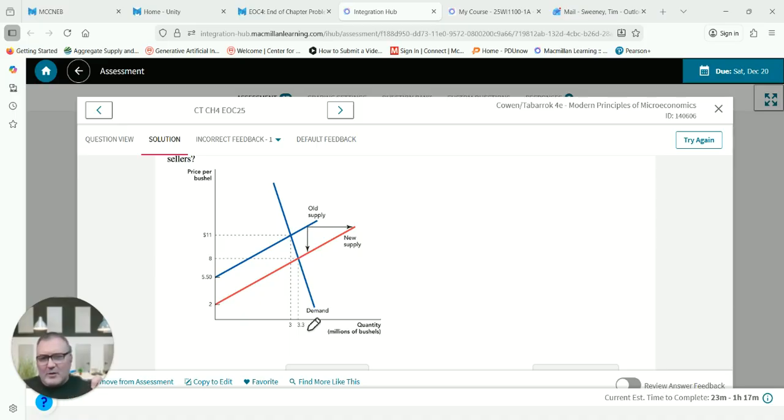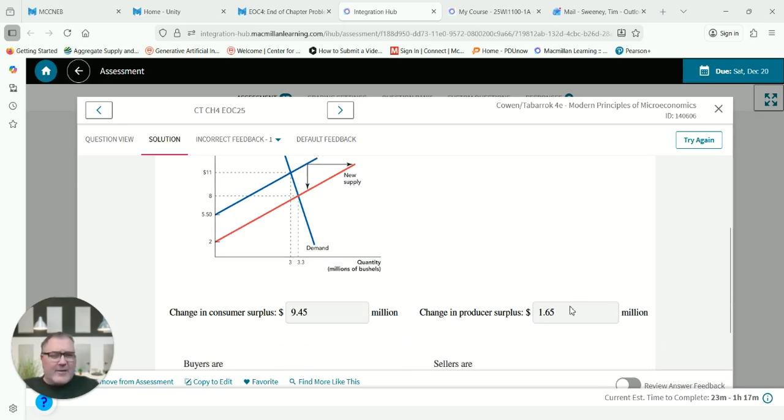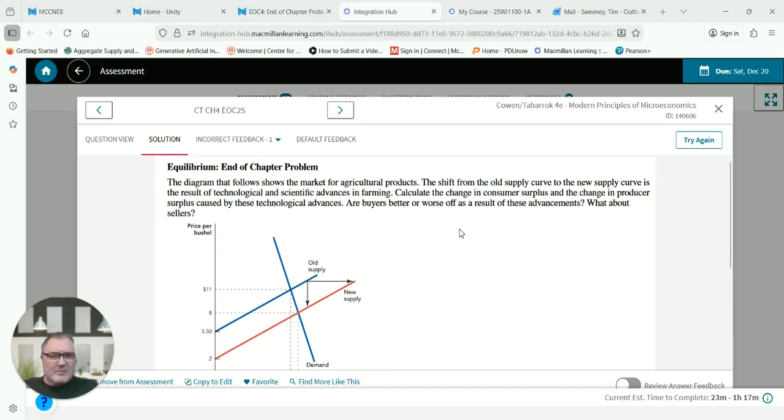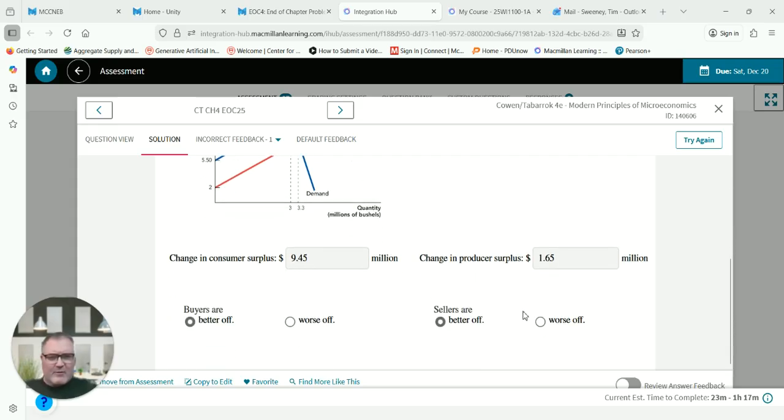9.9 is the new. The old, something's not quite right. Let me think about this. Oh yeah, it is right. 9.9 minus what we had before, 8.25, and the answer for that is 1.65. Now I think the reason I was hesitating is that maybe there's another version of this question with different numbers, because in a different version I saw 3 point something here, and that was not correct.